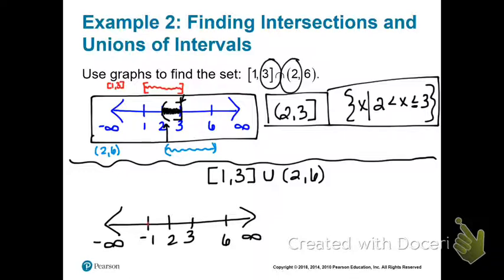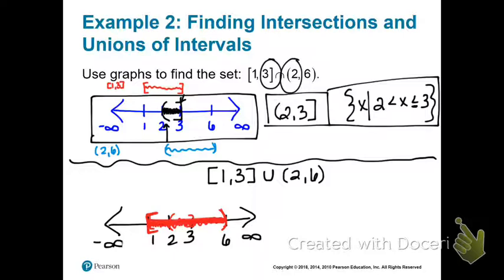So, from 1 to 3, oops, I'm not sure why I put a negative there. I apologize. So from 1 to 3 with brackets, from 2 to 6 with parentheses. And so you can see where everything is shaded. So we know that all of this is going to be our solution, okay? All of it. Keep the bracket on the left at the 1, keep the parenthesis at the 6.